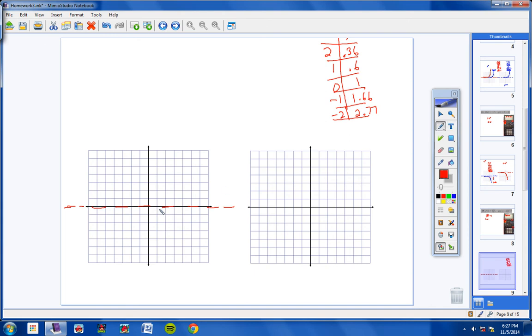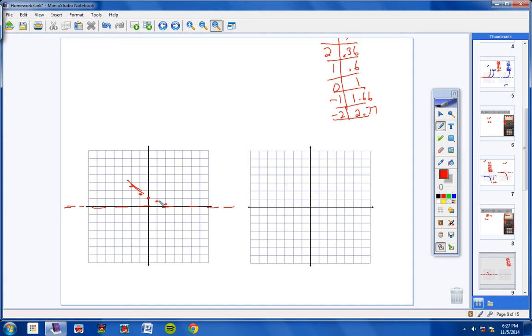Over 2, end up 0.36. Over 1, 0.6. 0 is at 1. -1 is at 1.6. And -2 is at 2.7. So it's a real gradual curve, guys. It looks like a straight line, but we know it's not. You know for sure, students, this is not a straight line, okay?